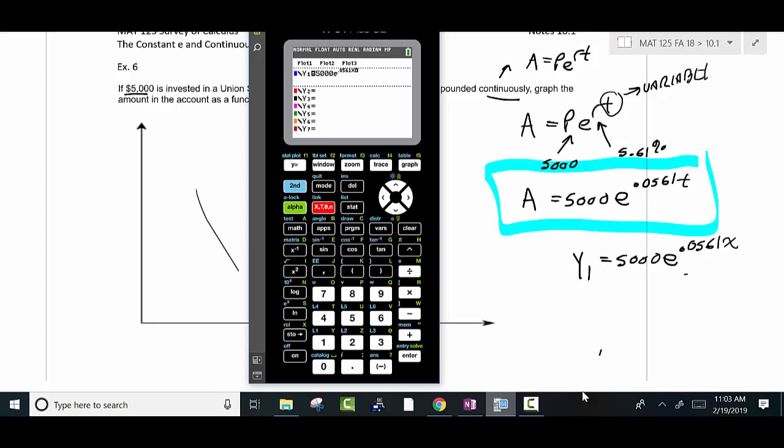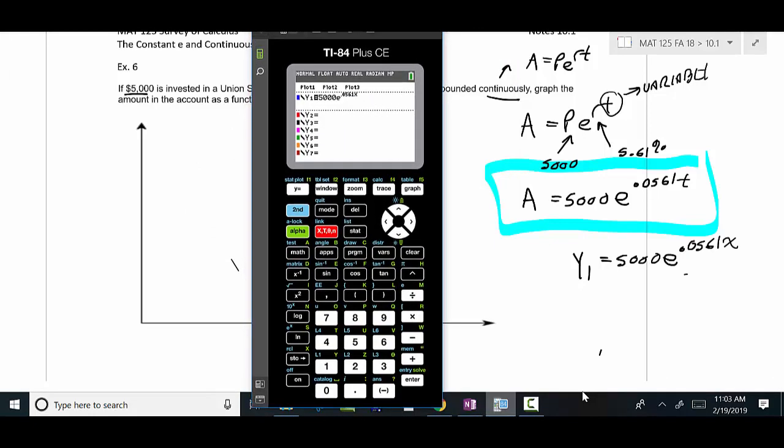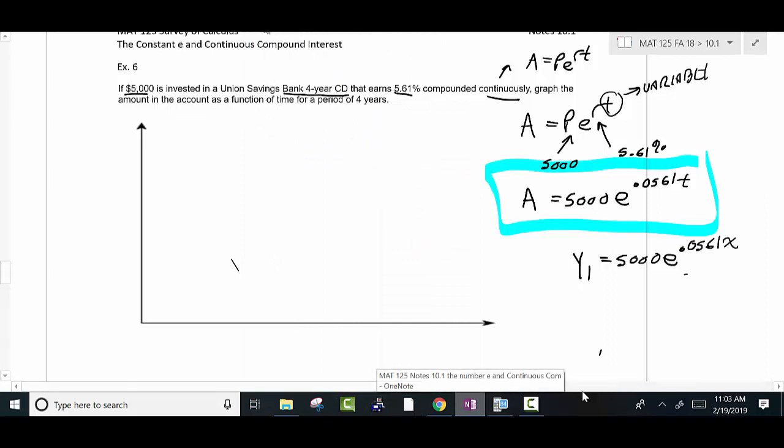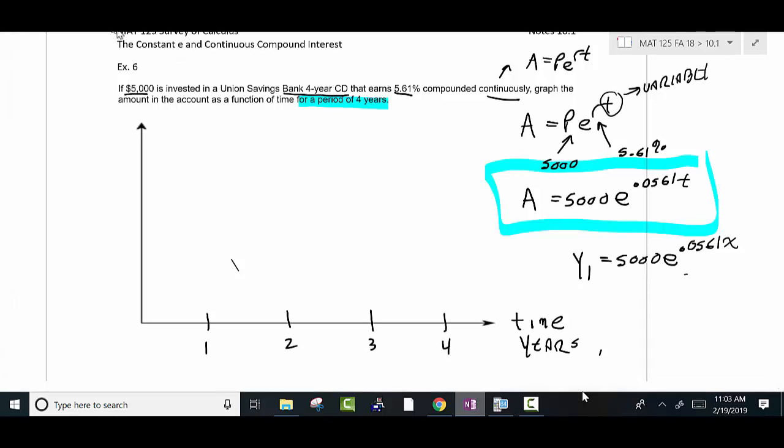And then we got to think about a window. One of the things you got to learn as a student is how do I figure out the window on these problems? All right, so it says graph the function for a period of time over 4 years. What that means to me is this is going to be your time, and that's going to be in years. So let's just go out to 4 years. That's built into the problem. We're going to see what the account looks like in a 4-year time period.